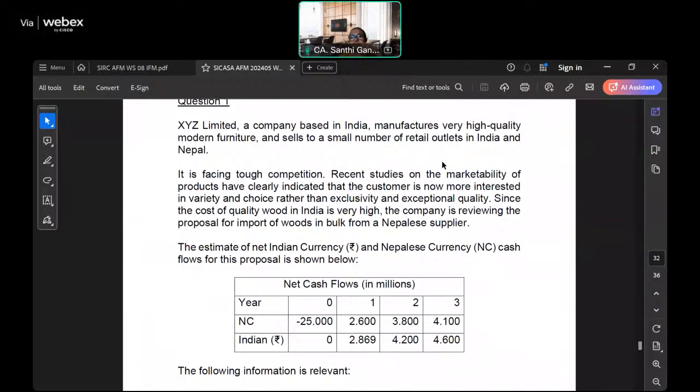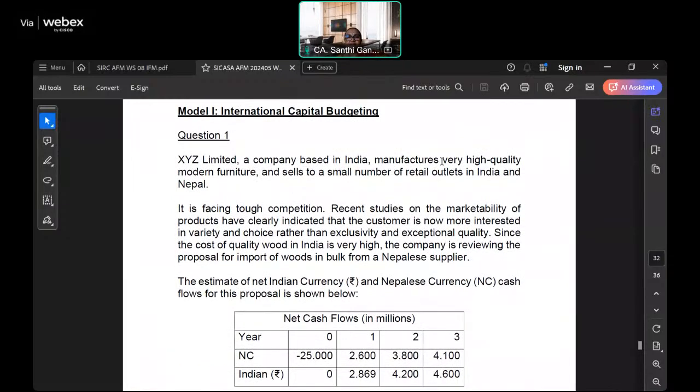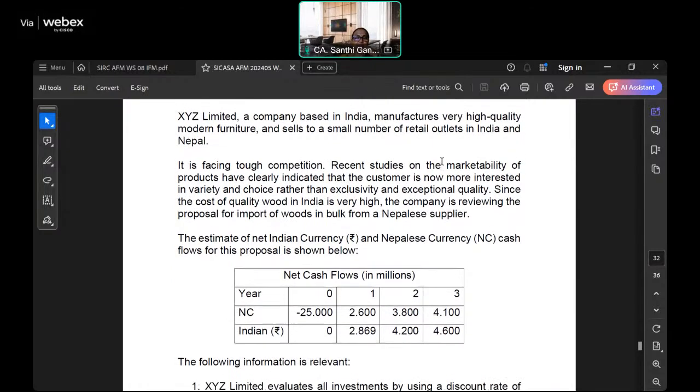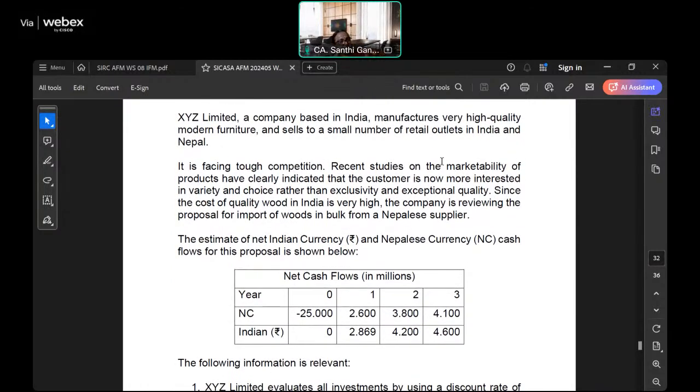XYZ Limited, a company based in India, manufactures very high quality modern furniture and sells to a small number of retail outlets in India and Nepal. It is facing tough competition. Recent studies on the marketability of the products have clearly indicated that the customer is now more interested in variety and choice rather than exclusivity and exceptional quality.